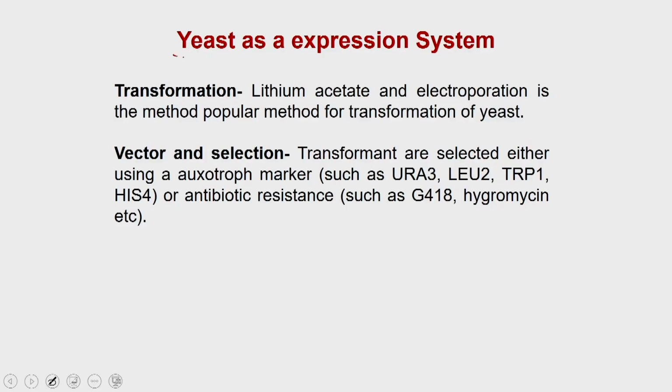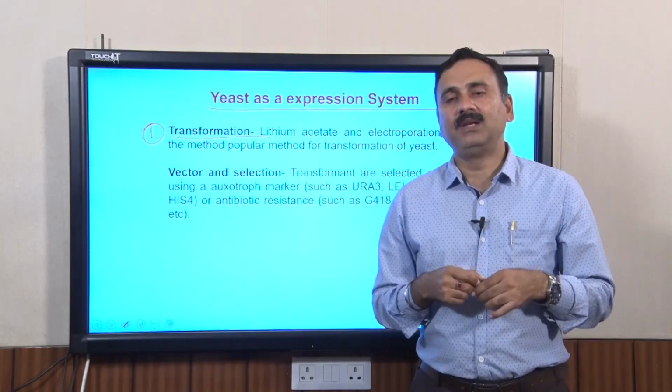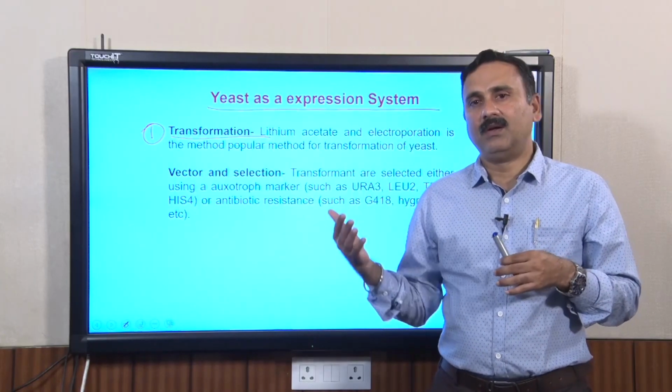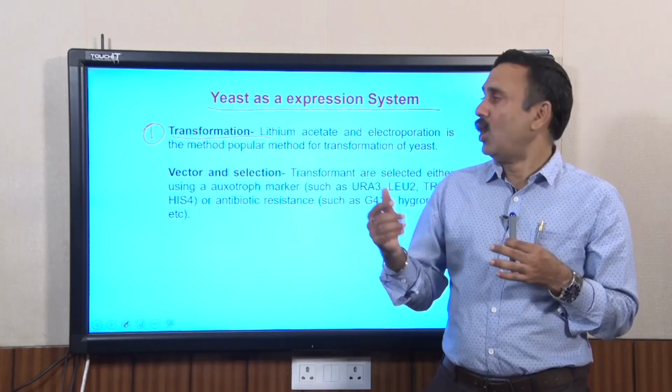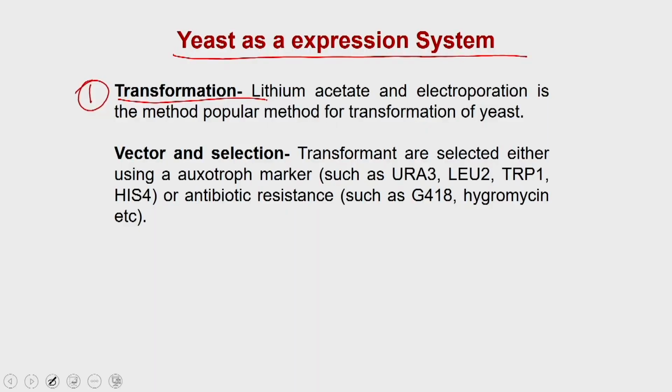Now, if you want to use yeast as an expression system, the first step is that you are going to transform the recombinant DNA you have generated into the yeast vectors. We have discussed a couple of yeast vectors in the past, and we have also discussed the transformation methods, where you use either the spheroplast based transformation methods or the lithium acetate based transformation methods. For protein production, mostly people use lithium acetate or electroporation as a popular method for transformation of yeast.